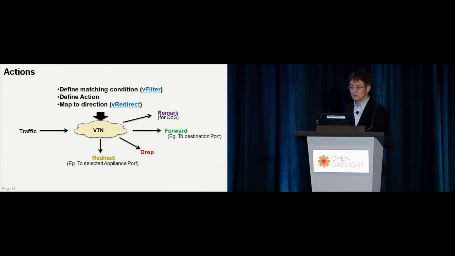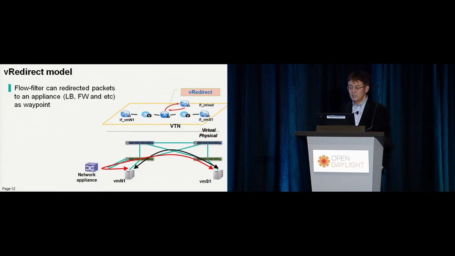So this is the programmability of the action that will be defined. Then this is more detail on how to redirect the packet. You can see that we have 2 virtual machines here, and 4 physical switches in the network. Now these 2 virtual machines are talking to each other, as you can see from the black line.